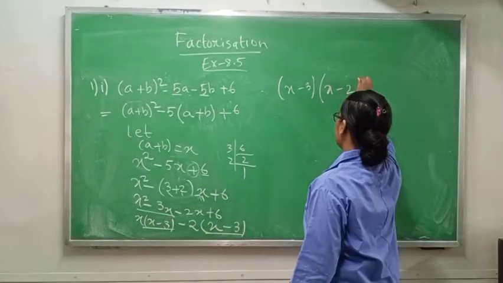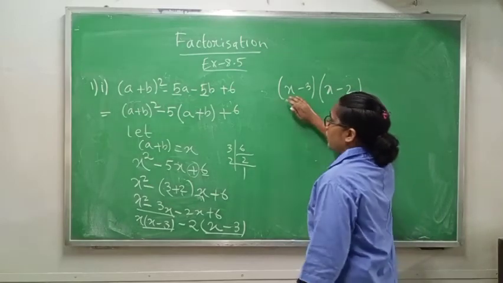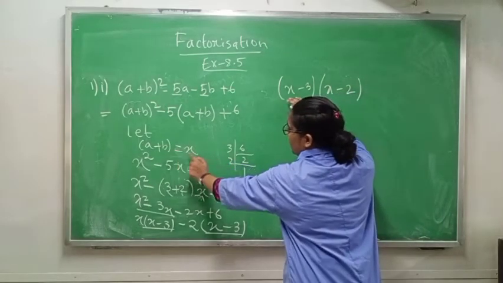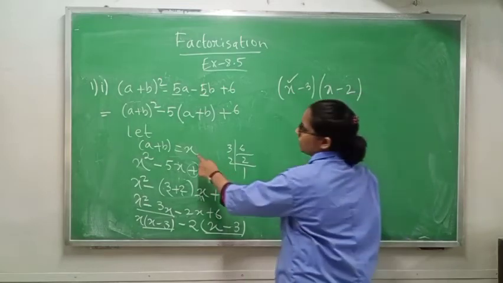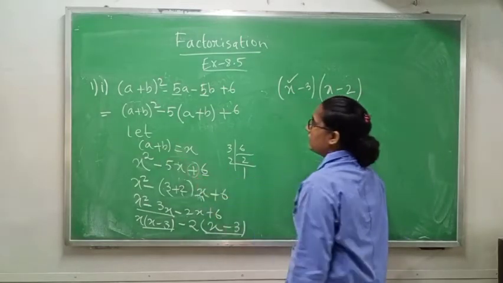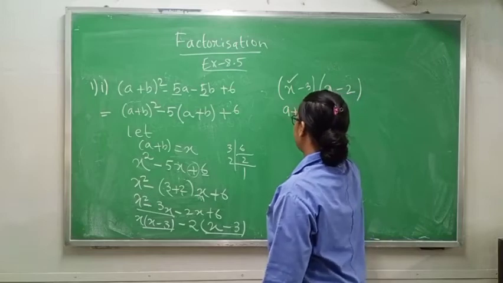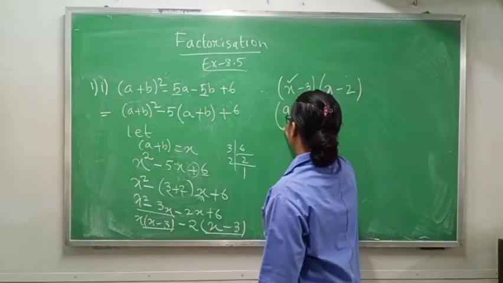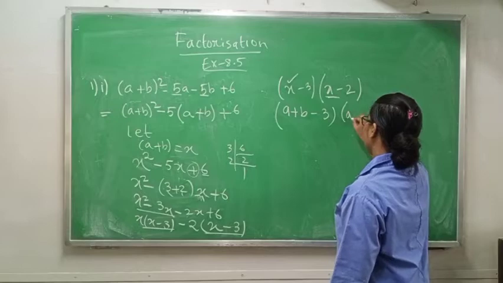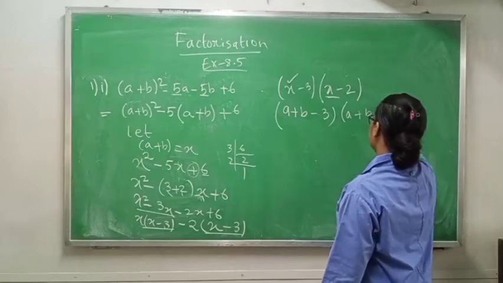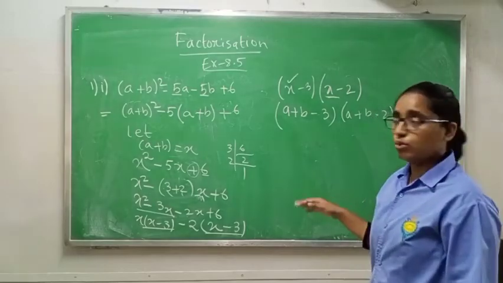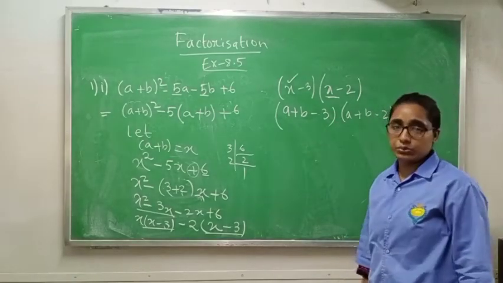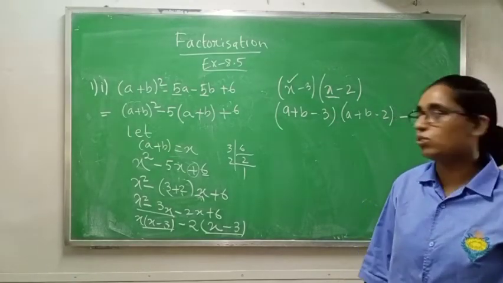So (x - 2). Now you let a + b as x, so you have to remove this x. How will you remove it? In place of x, you will again write a + b. So (a + b - 3), and here also (a + b - 2). This one is your answer. If it is possible to do middle term factor again, you have to do that. In the next question I will do.